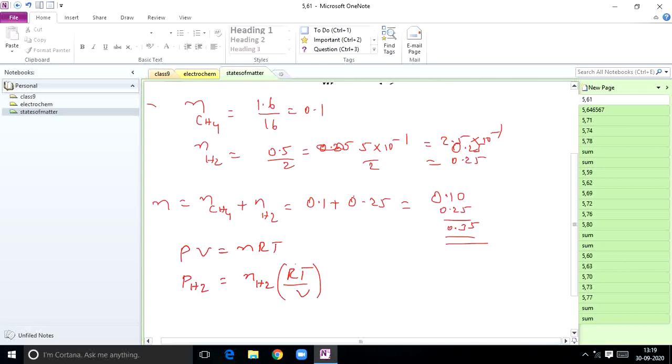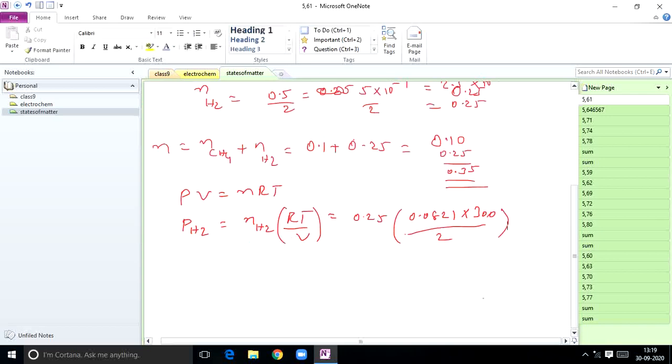Okay. So that is equal to the number of moles of hydrogen, how much given? Number of moles of hydrogen 0.25 into R value 0.0821 into 300 by volume, how much given? Volume is given as 2 liters. So solve this one, students. Finally we will get the partial pressure of hydrogen. If you solve, you should get 3.079 atmospheres. So solve it, don't leave it.